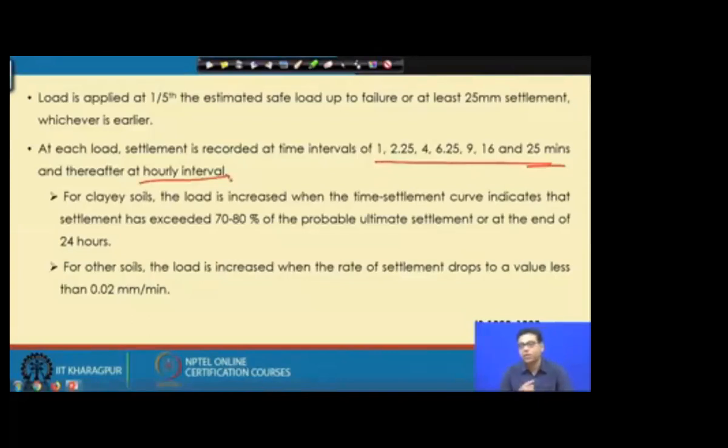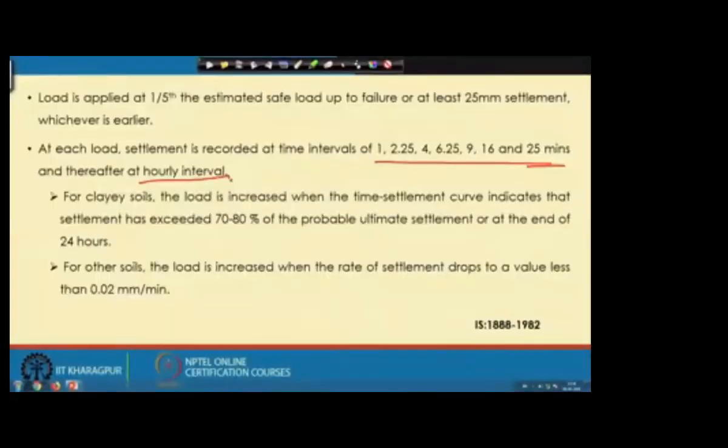We are taking the reading of the dial gauge or the LVDT to get the settlement. We are measuring the settlement. And then for the clay soil, this load is increased, and the next increment is applied, when the time settlement curves indicate that settlement has exceeded 70 to 80% of the probable ultimate settlement or at the end of 24 hours.